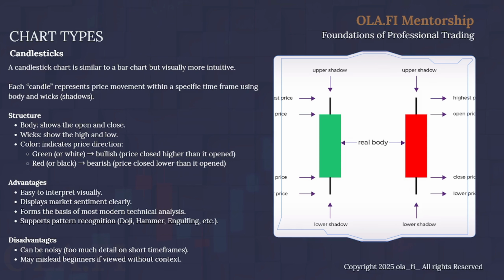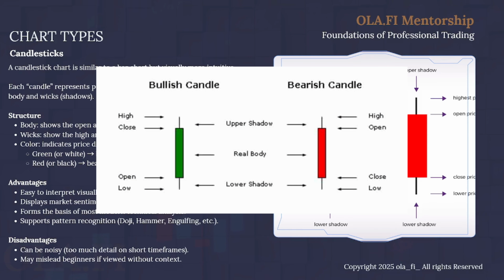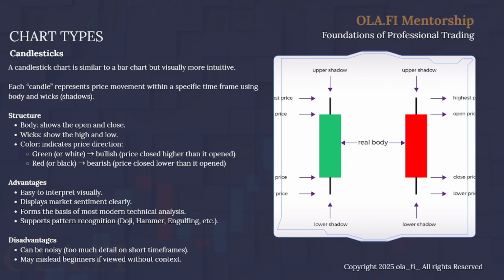Color indicates price direction. Green or white can be bullish, which means that price closed higher than it opened. Red or black can be bearish, which means that price closed lower than it opened. Again, the color is just a depiction. You can use any color you like. Once you get on TradingView, you can use any color you like.